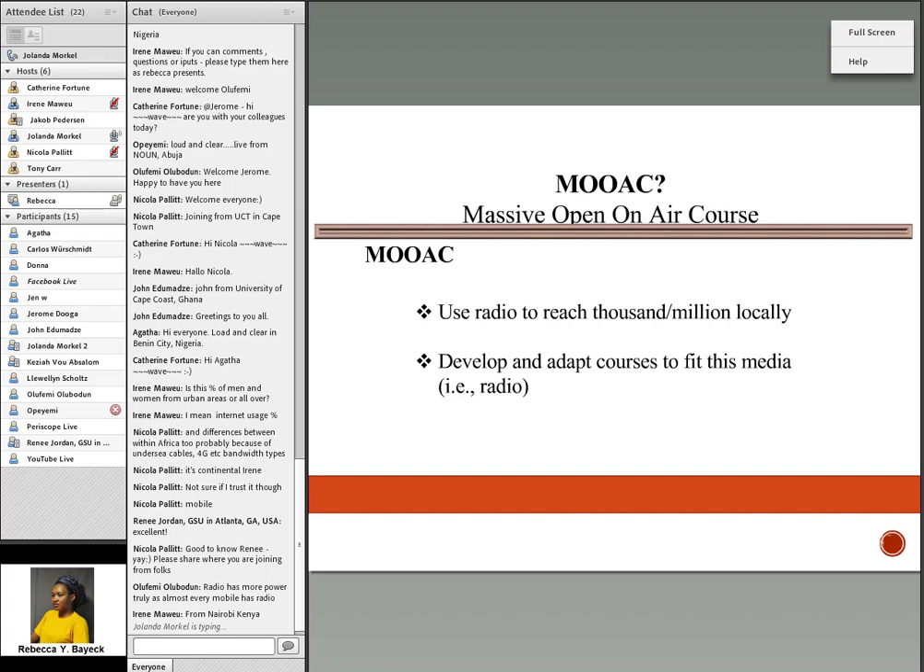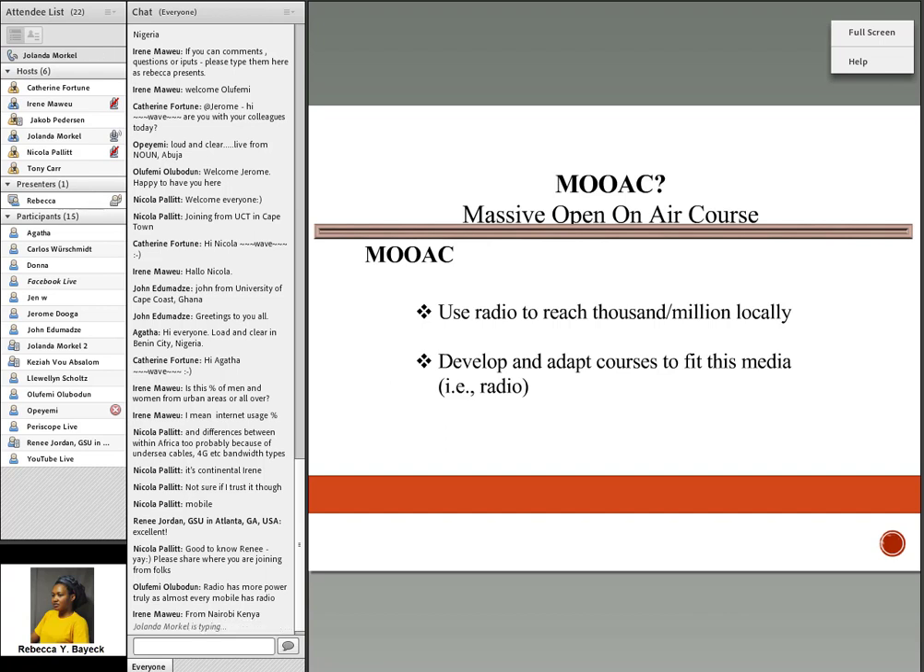So this is what I need to get to that position or to develop in my career. So I take that specific course. Then it brings in the challenge of us thinking about how we can use the technology that we have available on the continent to reach thousands or millions, because we cannot take MOOCs as they are provided here in the Western world and just fit them into our context.